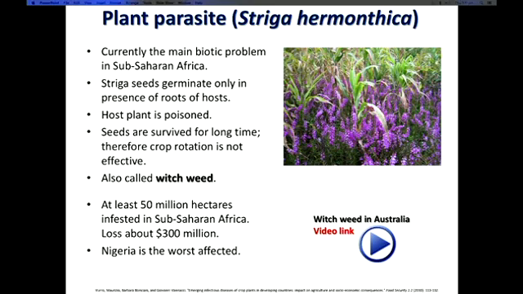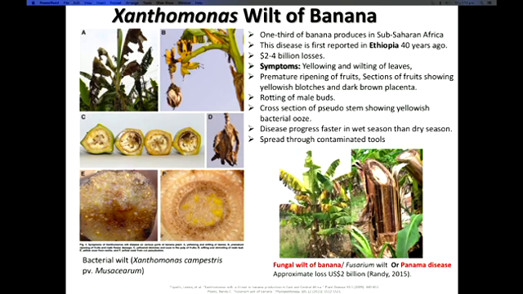So now I will be discussing the bacterial wilt of banana. In Ethiopia, 40 years ago, this bacterial infestation was first reported, and about 2 to 4 billion US dollars were lost due to that disease. Why? Because once it appears, you can see premature development of the fruits. Fruits are not matured, and the whole plant wilts. If the plant becomes wilted, then there is no yield, right?